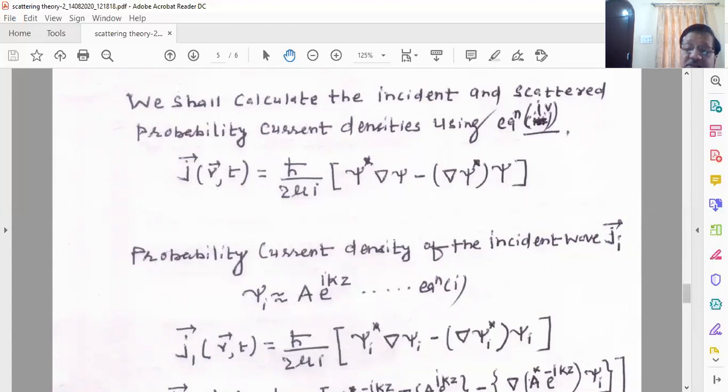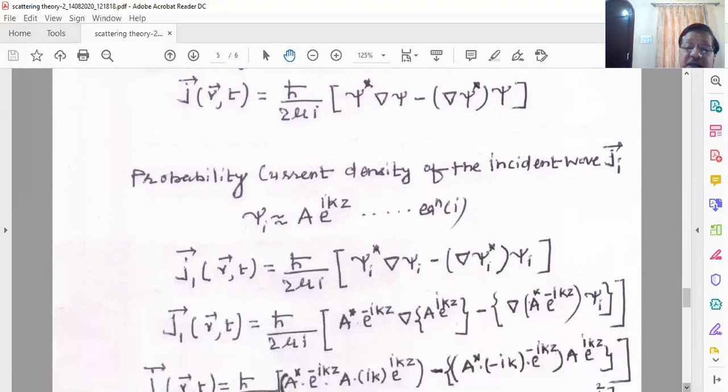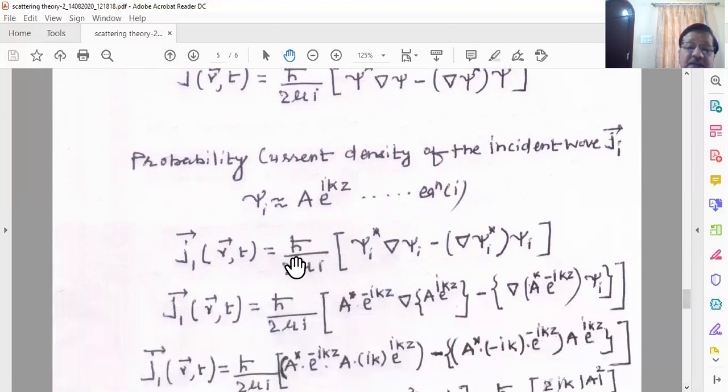So now let us substitute the values of psi_i and psi_i star. This factor is remaining as it is. So I'm keeping the opening parenthesis, then psi_i star. You take the complex conjugate of psi_i, it is A, so I write A star. The complex conjugate of e to the power of ikz is e to the power of minus ikz. So this is psi_i star, I write it here. Now this is a gradient of psi_i, and psi_i is A e to the power of ikz, so I am keeping A e to the power of ikz.